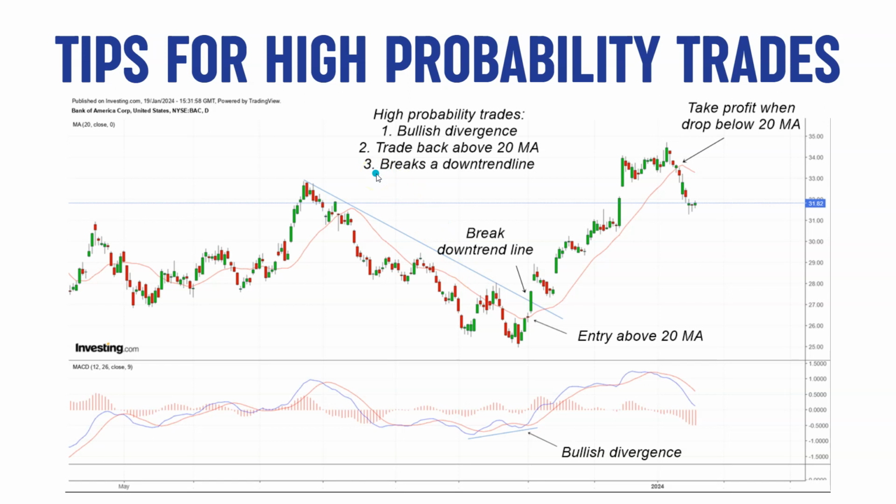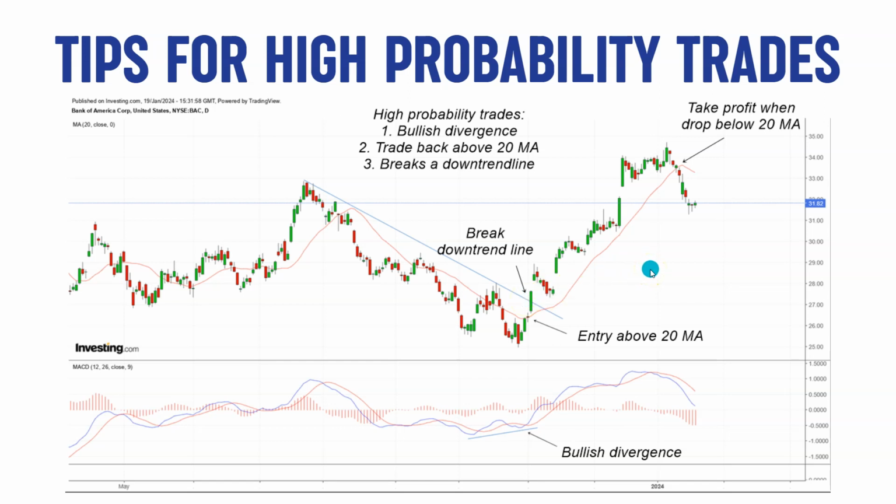Third tip for high probability trade is we want to look for a break of a downtrend line. You can connect the highs, as many highs as possible, to form a downtrend line. When the stock breaks above the downtrend line, it signals a trend change.